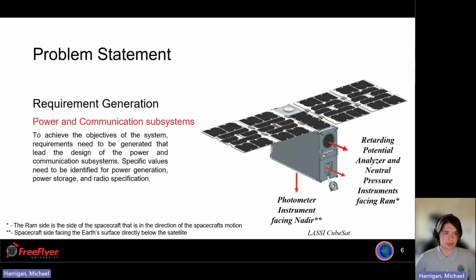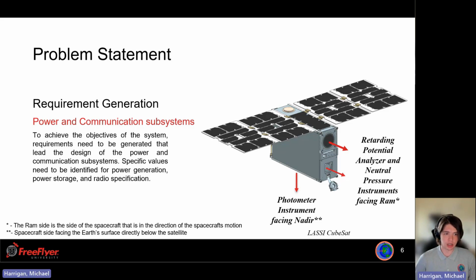So, problem statement. We need to generate requirements for these things. We have a set of payloads. We want to get them into orbit. We have to decide on a set of requirements to design the CubeSat around. For this presentation, we're going to be focusing on the power and communication subsystems and the requirements that go into that.